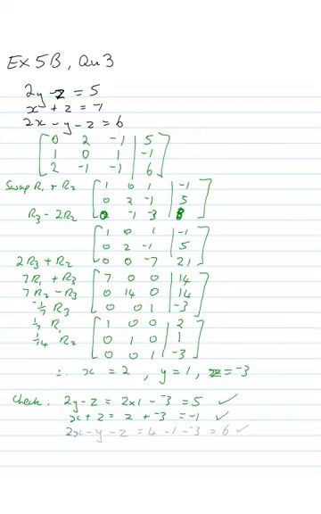And my last one I've got is 2x minus y minus z. So 2x will give me 4. Take away 1, take away negative 3. 4 take 1 is 3. Plus 3 gives us 6, which is the correct answer. So that verifies that x, y and z are those values.